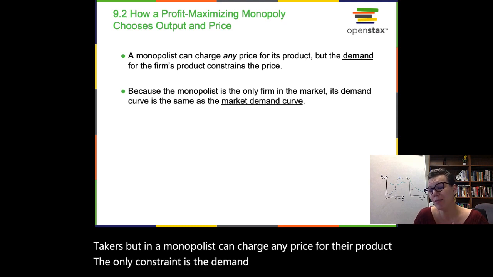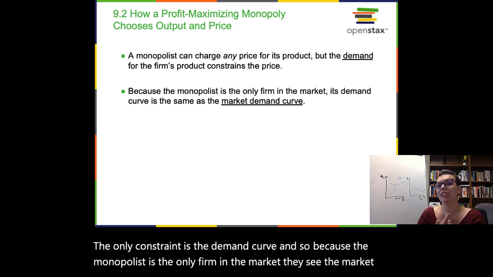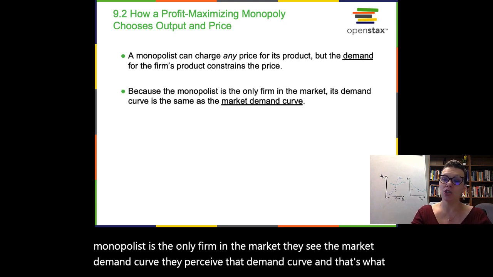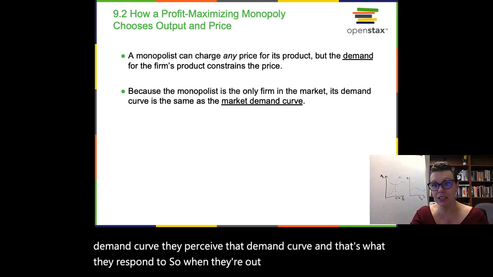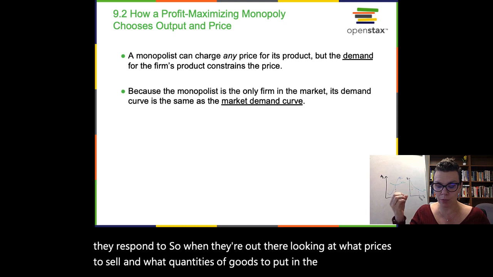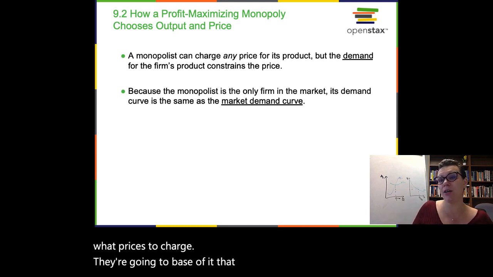Because the monopolist is the only firm in the market, they see the market demand curve. They perceive that demand curve, and that's what they respond to. So when they're looking at what quantities of goods to put in the marketplace and what prices to charge, they're going to base that off the demand curve. They don't just see the price, they see the whole demand curve.